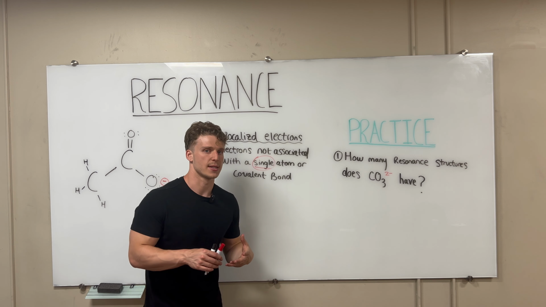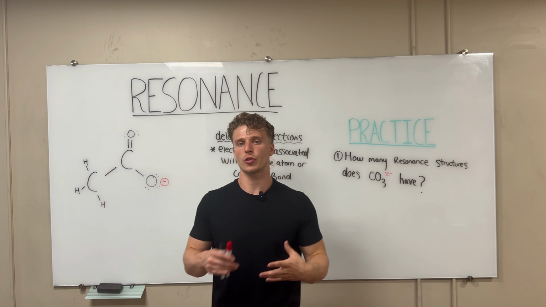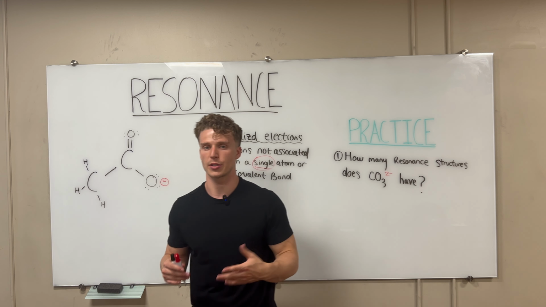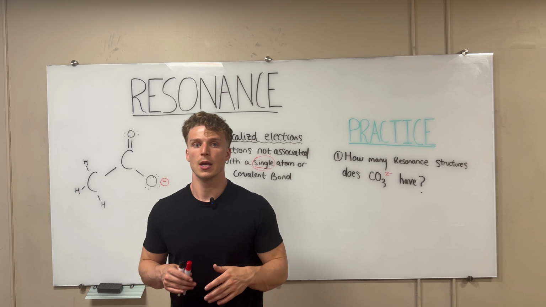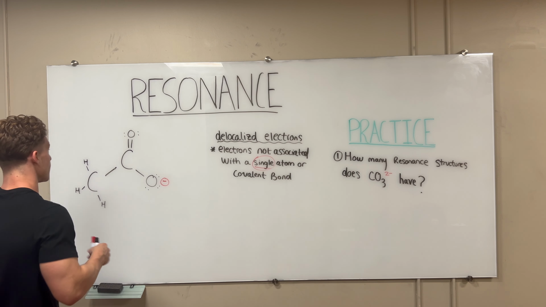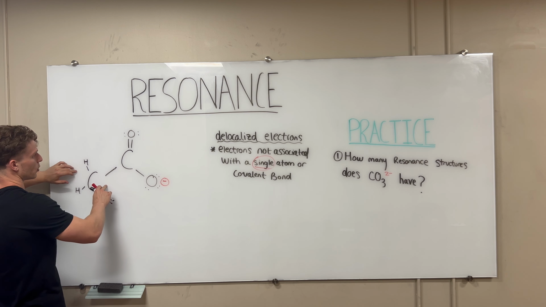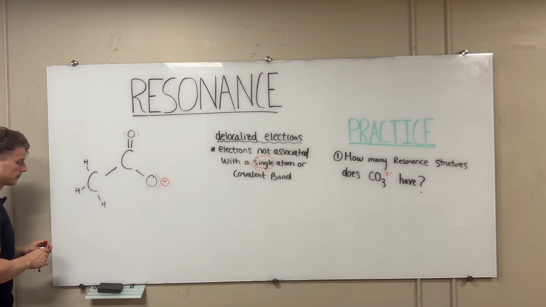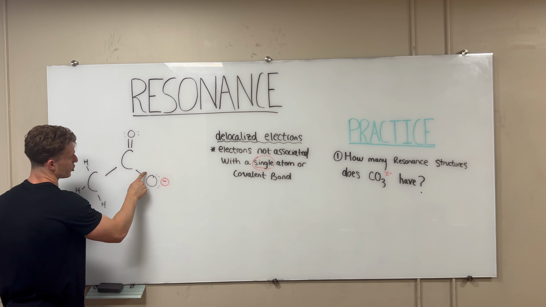So when I think about resonance, I think about drawing Lewis structures where I made an arbitrary decision on where I placed some of my double bonds and lone pairs. Now, if you've never worked with resonance before, that might sound a little bit confusing. So let's make sure we walk through this pretty slowly. So let's go back to our Lewis structure. Now, when I was drawing out this Lewis structure before I started the video, I made an arbitrary decision to put the double bonded oxygen here and the single bonded oxygen here.